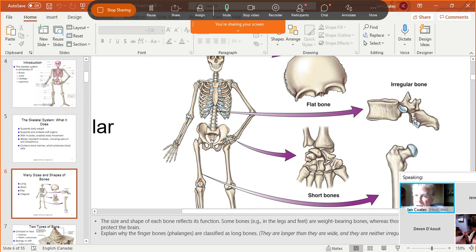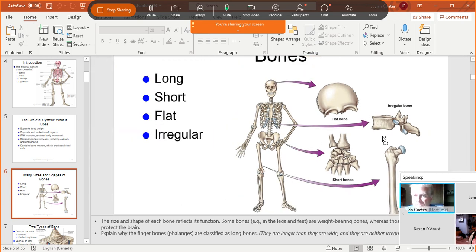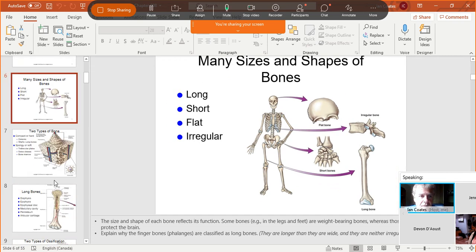And you'll see all these articulating surfaces here. These are for the ribs coming around. The ribs have a place to sit, right? Flat bones there, like the skull. We'll get into all these right here.